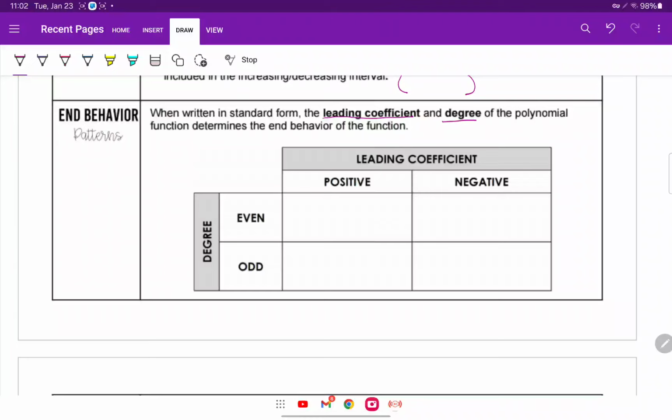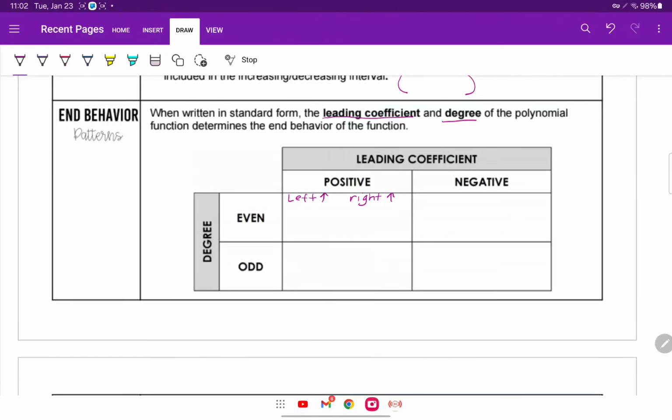All right, so if your leading coefficient is positive, you have two options here. If your leading coefficient is positive, then the degree could be either even or odd. If you have a positive leading coefficient and an even degree, then that means that your end behavior on the left side is going to go up, and the end behavior on the right side is also going to go up.